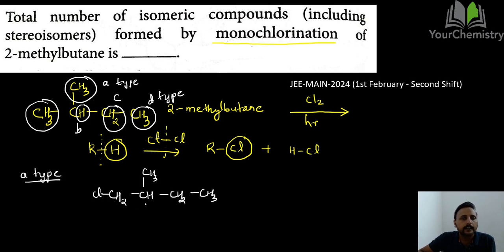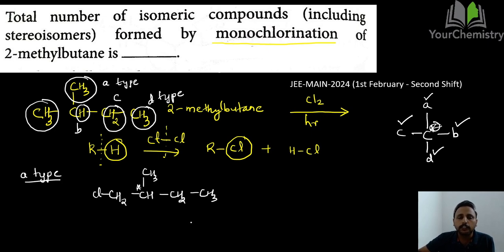Now let's see this compound. It has a chiral carbon. What is a chiral carbon? A chiral carbon is a carbon with all 4 substituents different. In this carbon, one substituent is A, another is B, another is C, and another is D. So I will say this carbon is chiral. Chiral means optically active. Optically active means it can rotate plane polarized light. In this compound, this particular carbon is chiral, and only one chiral carbon is there.